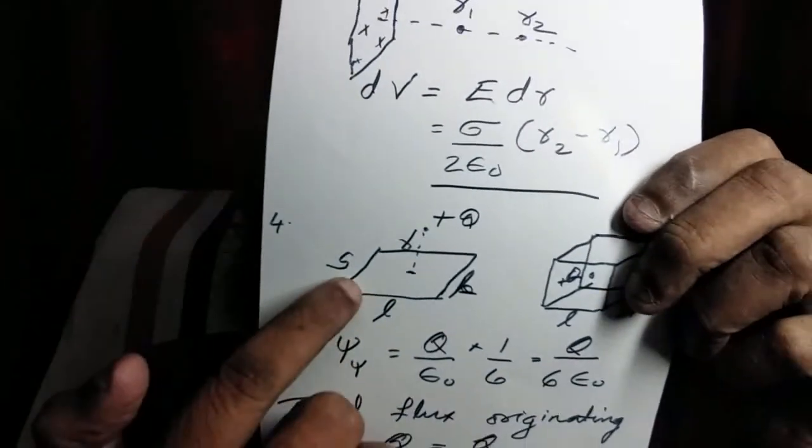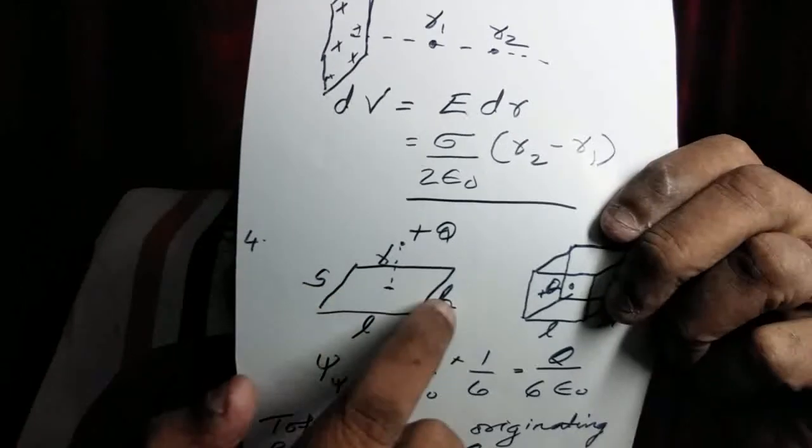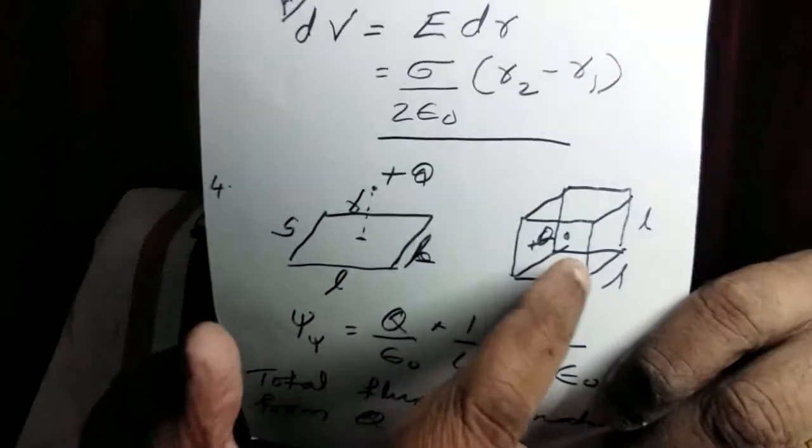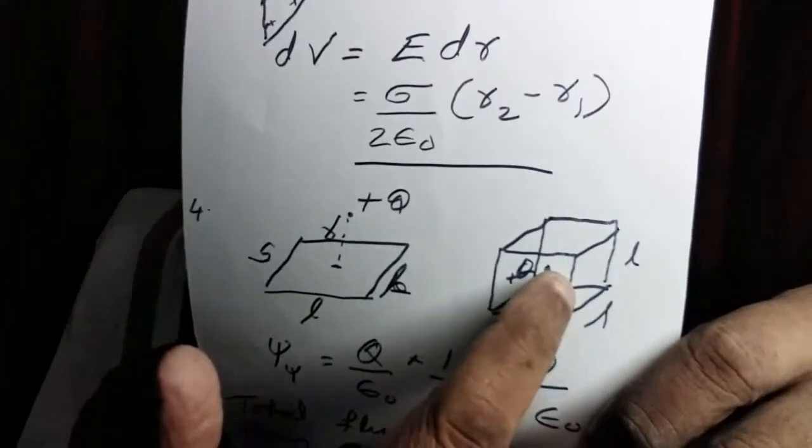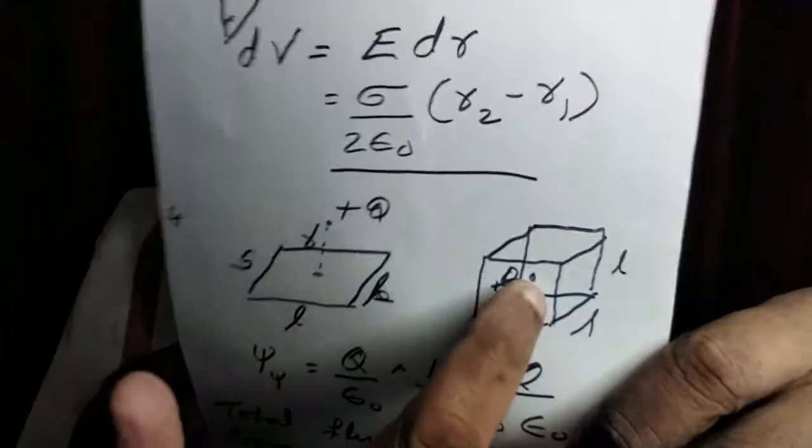Now the case is very simple. You construct a cubical surface with this as one side. So you get a cubical surface like this. This is one of the 6 sides of this cube, and the charge q is inside. What is the total flux originating from this charge? Number of lines originating from 1 coulomb is 1 by epsilon 0. So total number of lines originating from charge q coulomb is 1 by epsilon 0 into q.